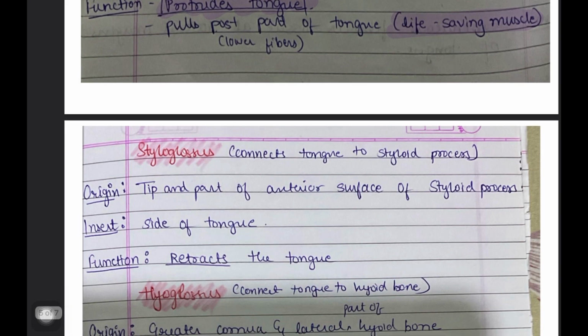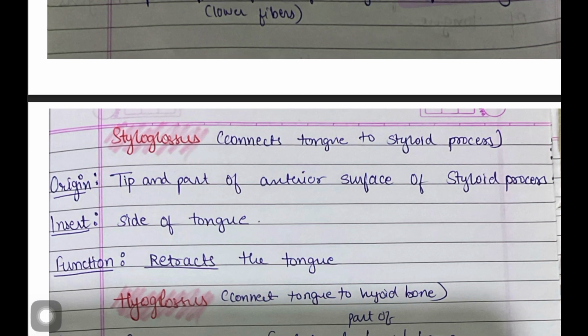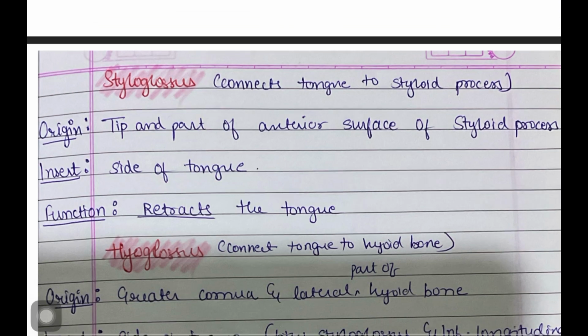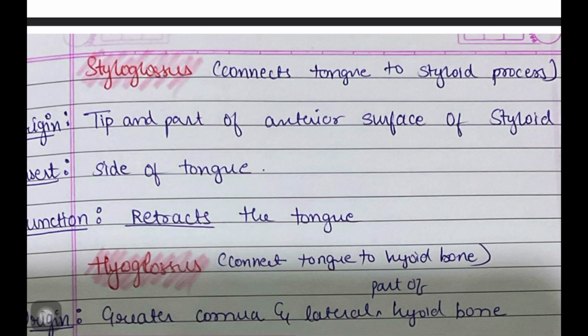Now the styloglossus. Remember the name. Stylo means styloid process. Glossus means tongue. So it connects the tongue to the styloid process. Okay. Origin is the tip and part of the anterior surface of the styloid process. Styloid always the origin. Glossus is the tongue, and it inserts into the side of the tongue. Function: it retracts the tongue. Okay, it pulls it back into the mouth.